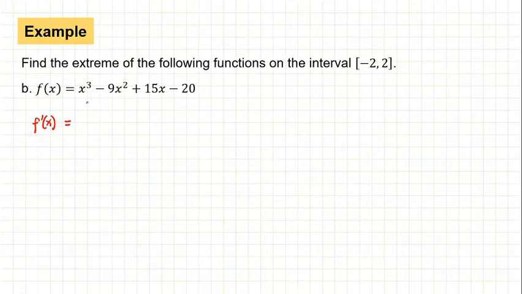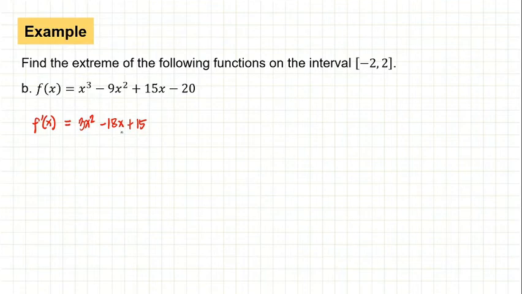And this is equal to derivative of x cubed is 3x squared. Derivative of negative 9x squared is negative 18x. And derivative of 15x is 15. Derivative of negative 20 is 0. So we will have this one. And as you can see, there's no value of x that will make this one undefined. So therefore, we will only consider the critical point when the derivative is 0.